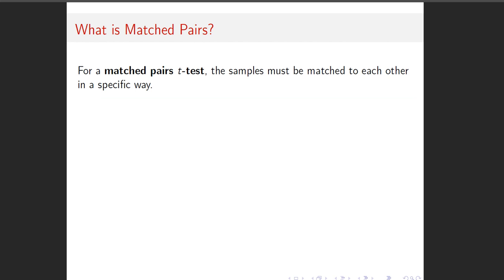Okay, so what is matched pairs? Well, matched pairs means that we have two samples and that the participants or the research subjects in those samples must be matched in a very specific way. And the most common way is pretest versus post-test. You have the same subjects take a pretest, there's a training module, and then you give a post-test.